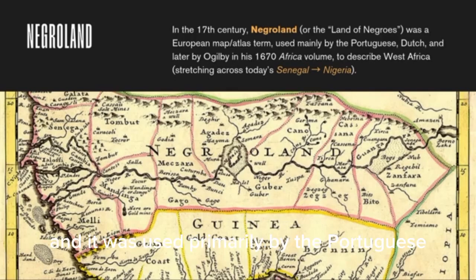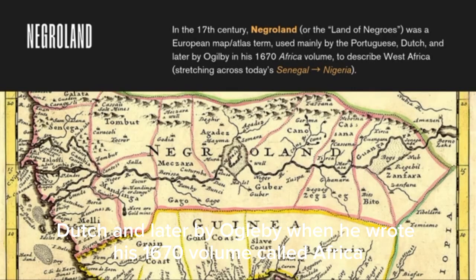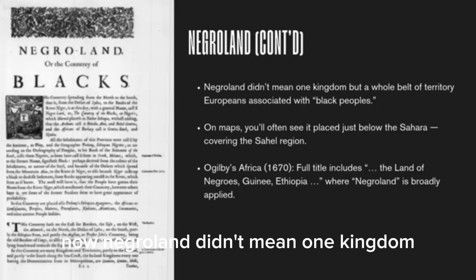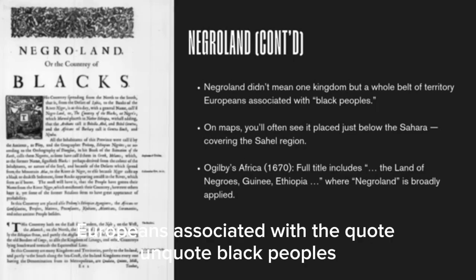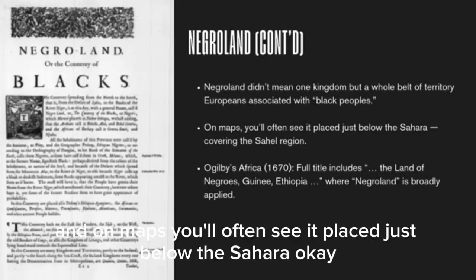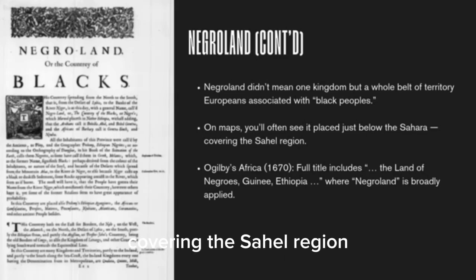And it was used primarily by the Portuguese, Dutch, and later by Ogilby when he wrote his 1670 volume called Africa to describe West Africa, which stretched from Senegal to Nigeria, as you can see on this map. Okay, so it was a section of quote unquote Africa that they called Negroland. See? Now, Negroland didn't mean one kingdom, but a whole belt of territory Europeans associated with the quote unquote black peoples. And on maps, you'll often see it placed just below the Sahara, covering the Sahel region.